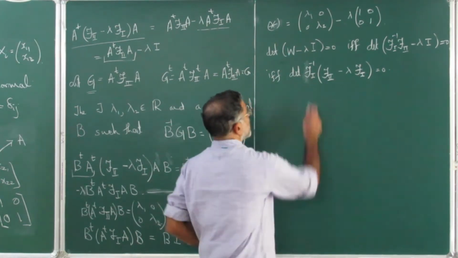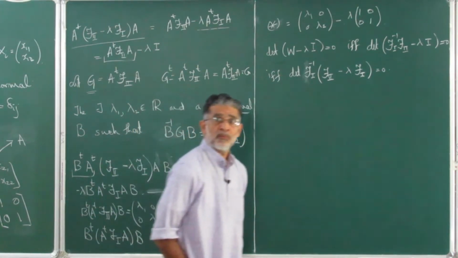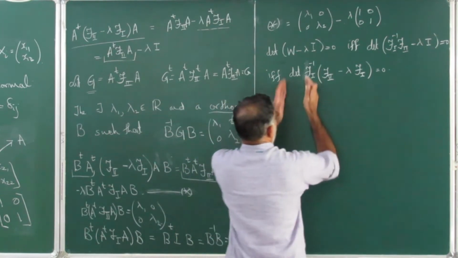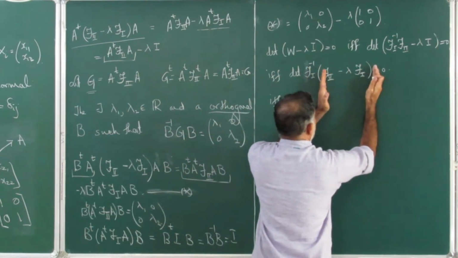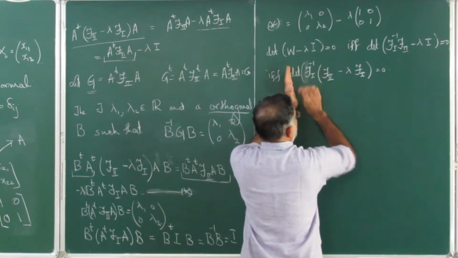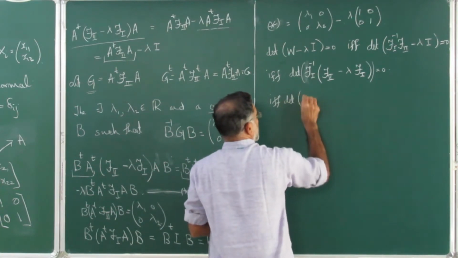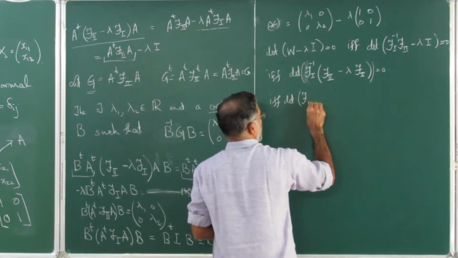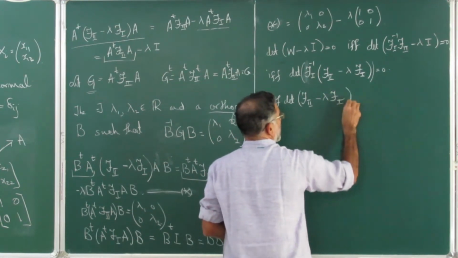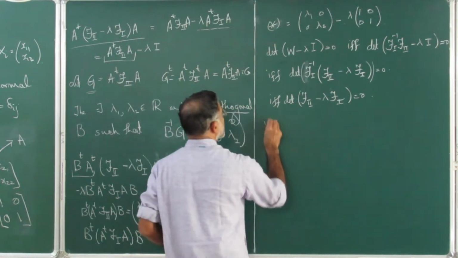So this is an invertible matrix. Therefore, its determinant is non-zero. Therefore, this determinant is 0 if and only if determinant of this into determinant of this is 0. But the determinant of this is non-zero. Therefore, determinant of this is equal to 0: F2 minus lambda F1 equal to 0. This if and only if.